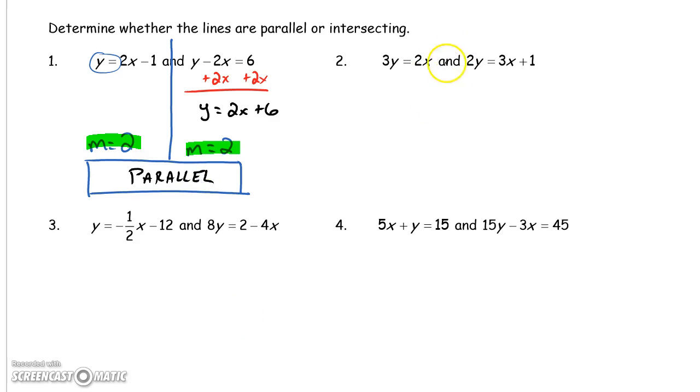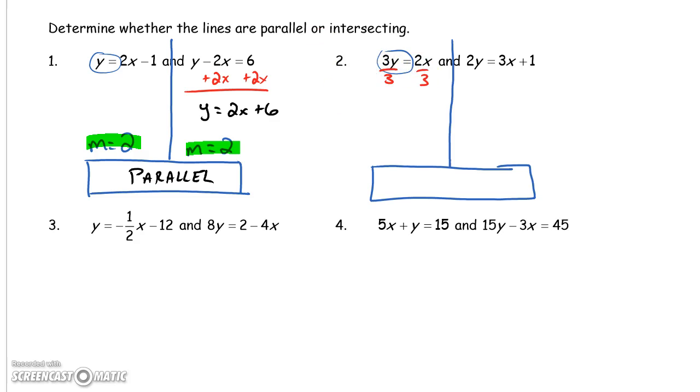Okay. Example 2. Do the same work. I can just use the same philosophy here. I'm doing the same work, and I'm checking. It is not solved for y. I divide by 3, divide by 3. Y equals 2/3 x. That gives me a slope of 2/3.